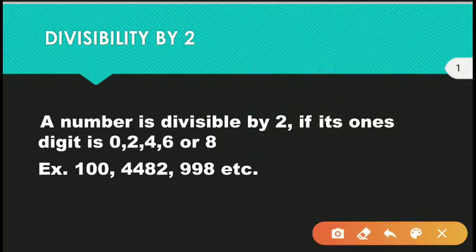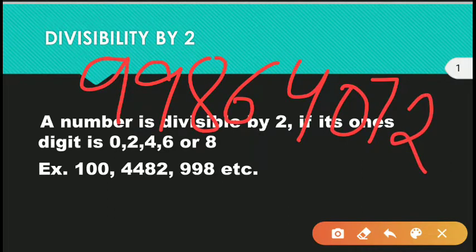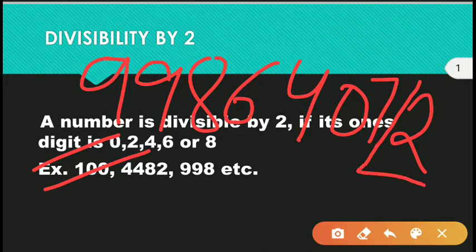Now suppose I am taking an example, 9986407. Okay, this is a very large number. If somebody asks you to check whether the number is divisible by 2 or not, it will take 1 or 2 minutes to divide. But if you have learned the divisibility test, you can directly say that this number is divisible by 2. Why? Because the unit digit, or the ones digit, is 2. If the ones digit is 0, 2, 4, 6 or 8, that whole number will be divisible by 2.